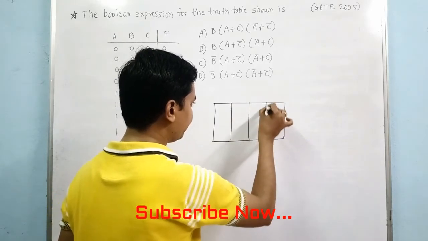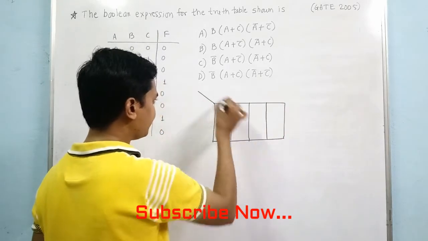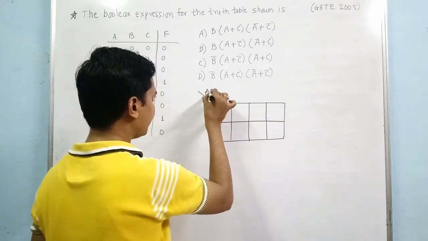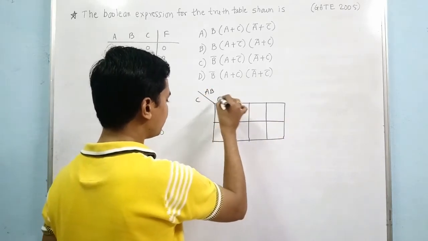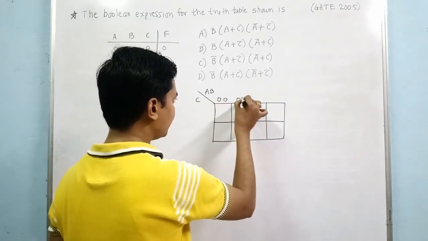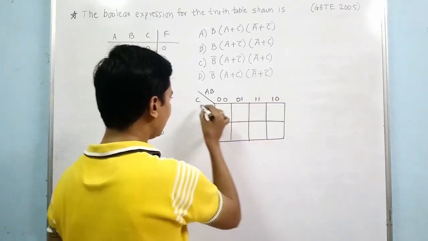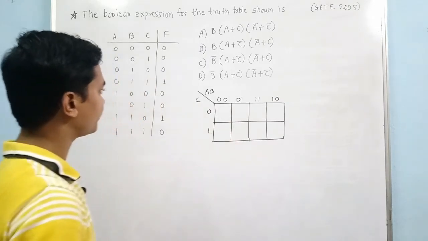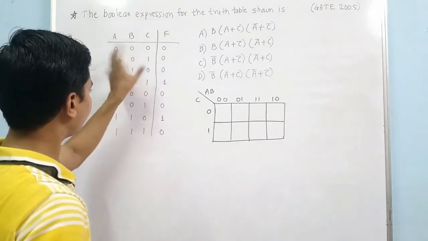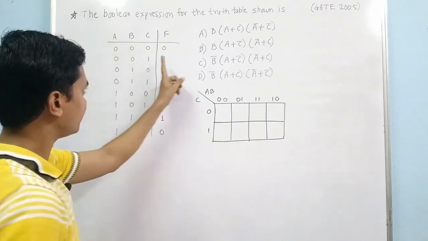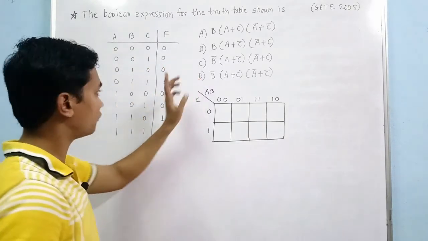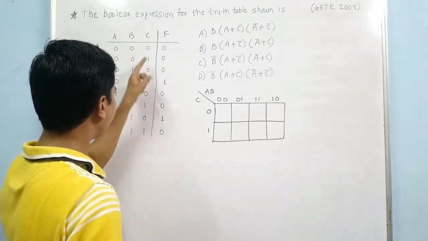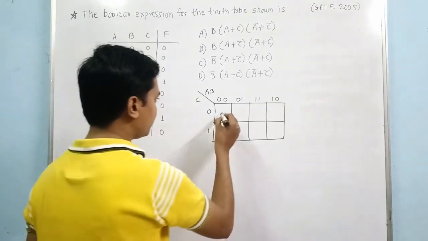So for ABC variables we'll draw a 4 by 2 K-map. So AB and C. So right here 2-bit combinations 00, 01, 11 and 10. For 1-bit combination 0 and 1. Okay, now see for which 3-bit combination the output is 0. Okay, so for 000, 001, 010, that is 0, 1 and 2.